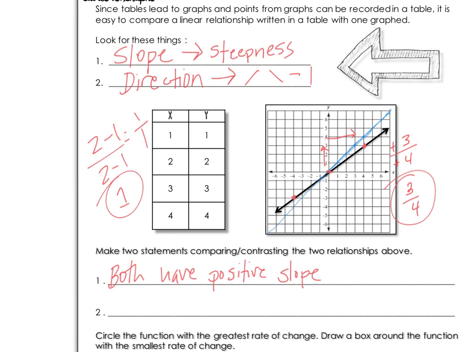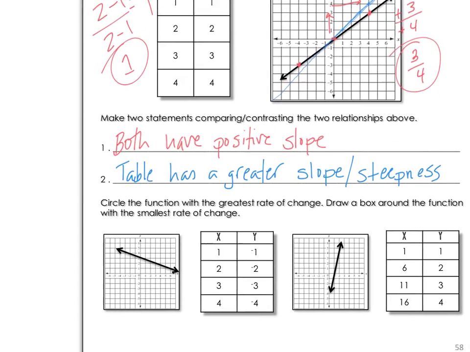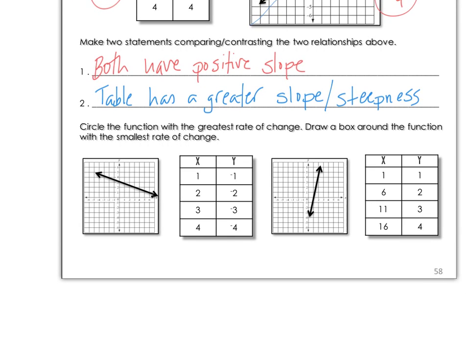But I can say the table has a greater, again, slope, rate of change, steepness. All of these work. Interestingly enough, they both go through the origin as well. That's 0, 0. All right, so lots of good things we can say about those two.